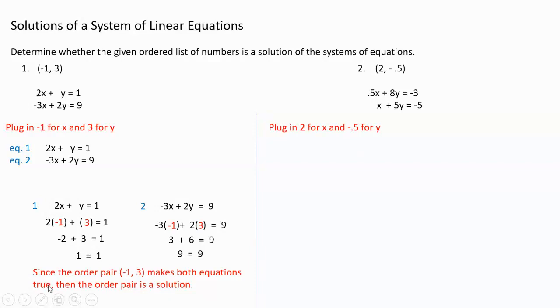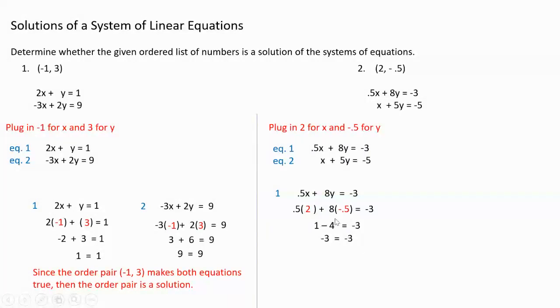Now let's try number 2. Again, we do the same process as number 1, but instead of -1 and 3, we're going to plug in 2 and -0.5. So let's first start with equation 1. My x is 2 and my y is -0.5. So we get 1 minus 4, so -3 equals -3. So this is true, right?